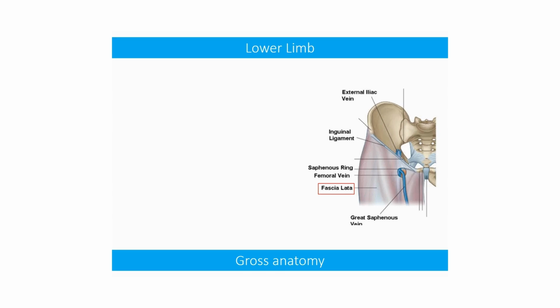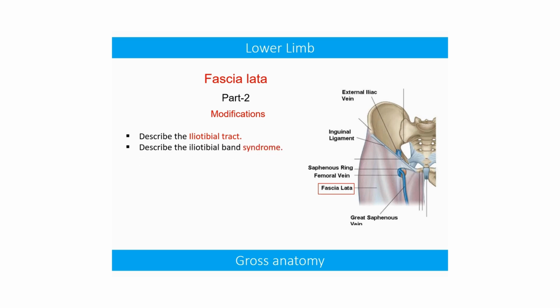Hello, everybody. The topic under discussion today is fascia lata part 2, which comprises the modifications of the fascia lata and their clinical relevance. At the end of this session, the participant should be able to describe the iliotibial tract regarding its attachment, extent, and functions. Describe the iliotibial band syndrome regarding its signs, symptoms, causes, and treatment.